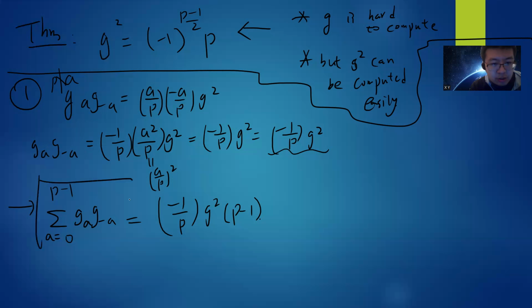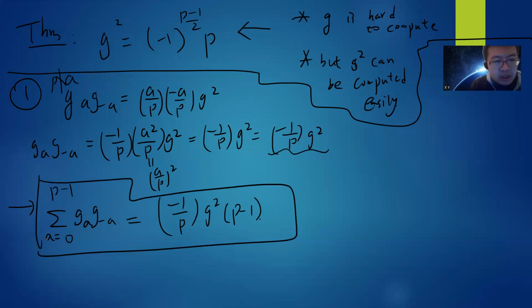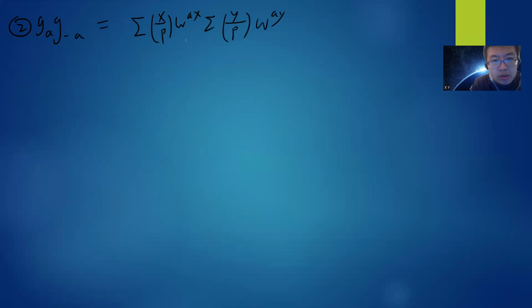Okay, so this is one way. And there's a second way to compute it. A little bit tedious, but let me just quickly go through it. So you have g(a) and g(a). By definition, you can write it as the sum over x of (x/p) omega^(ax), and the sum over y of (y/p) omega^(ay).